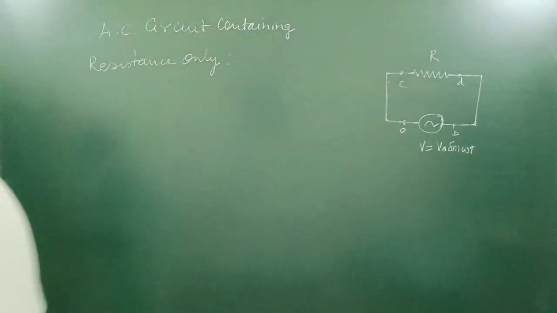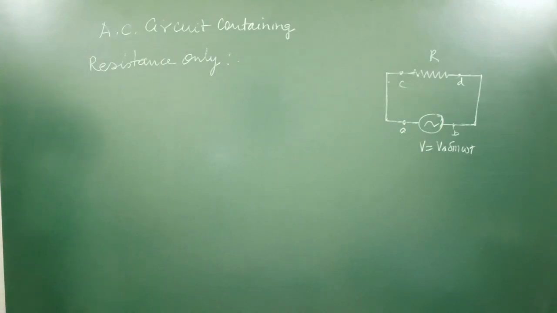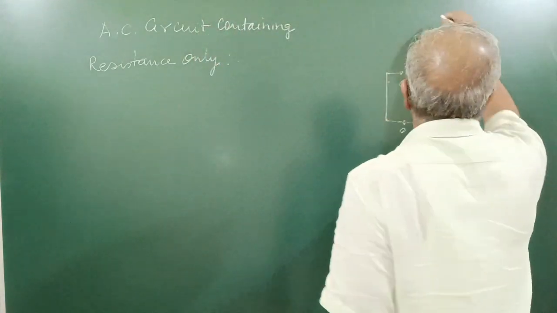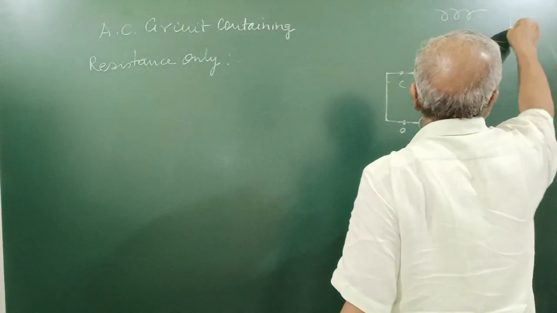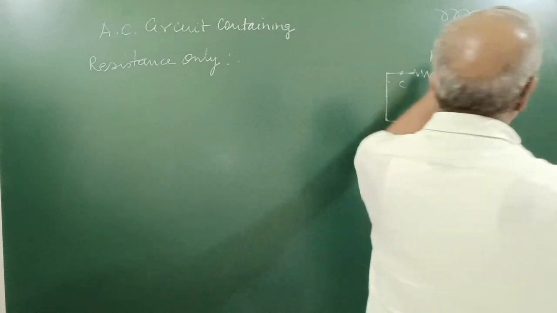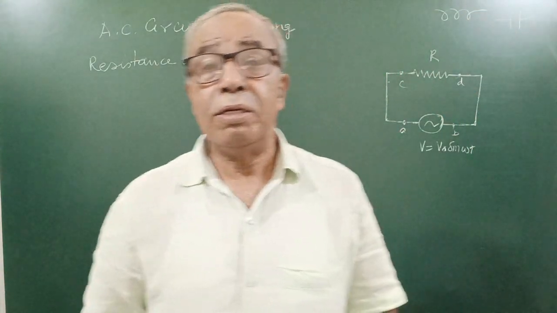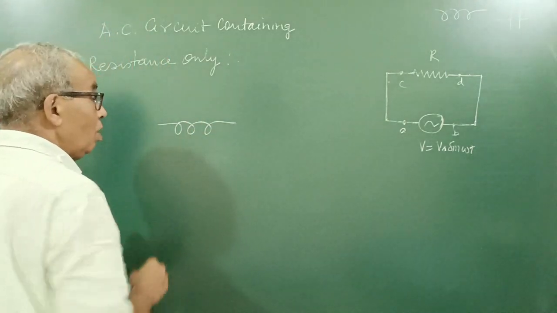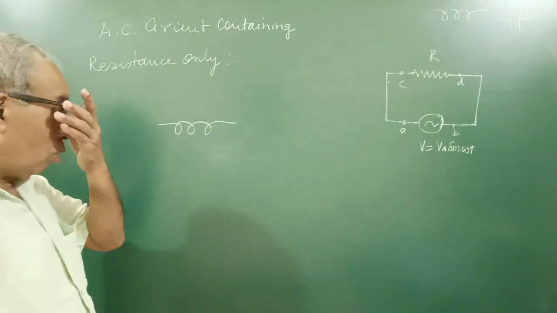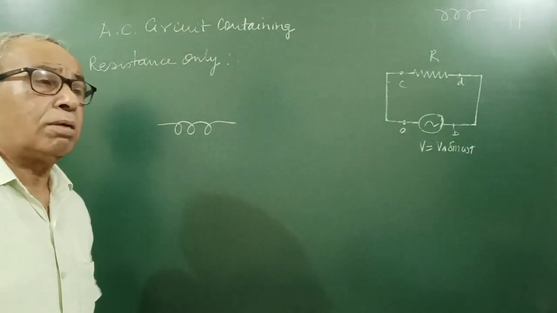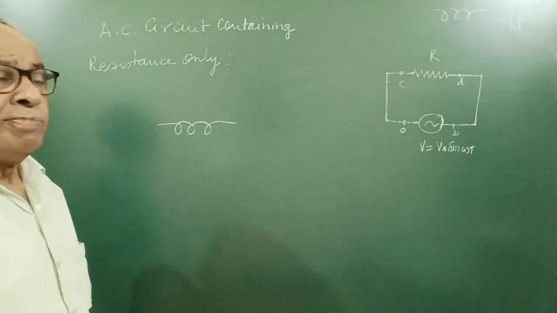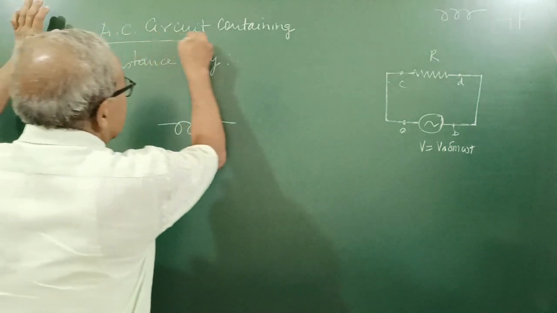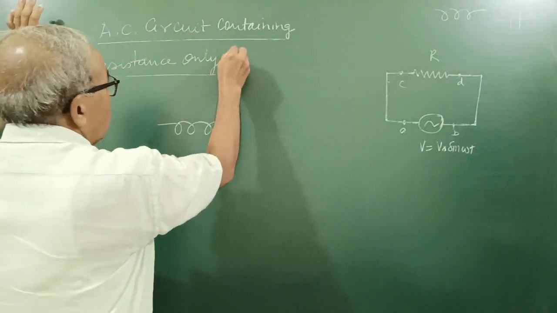Actually, in AC, the devices through which we can pass current are three: a conductor, which we call a resistor, an inductor, a solenoid, and a capacitor. What is the behavior of these three elements separately? How does an inductor behave? An inductor is a solenoid or any coil. And the capacitor, how do they behave? I have written the topic here: AC circuit containing resistance only.